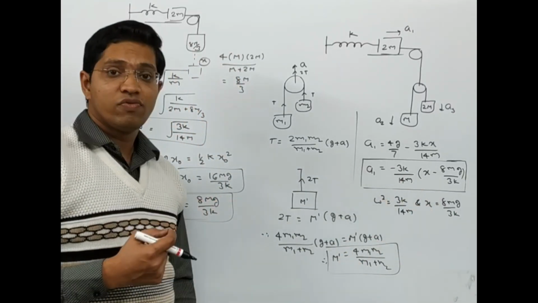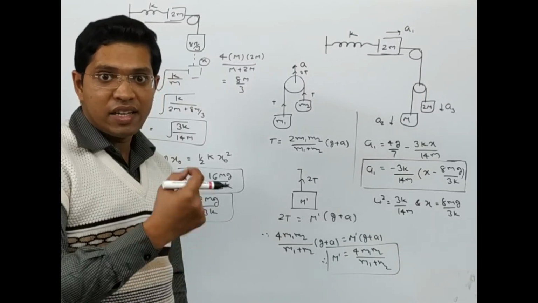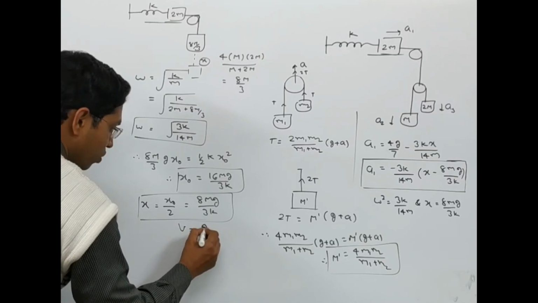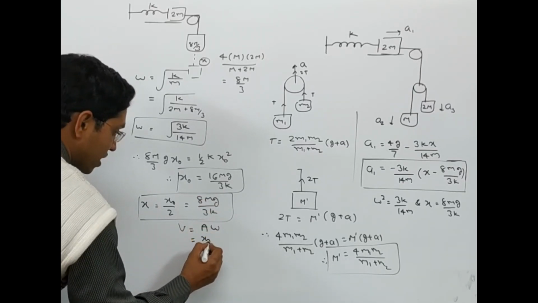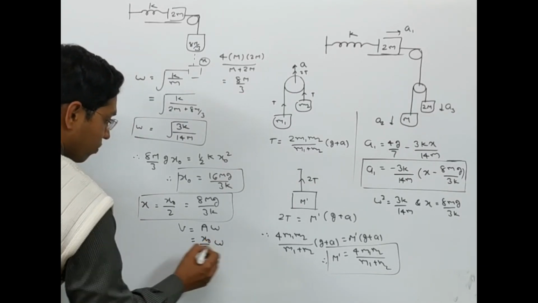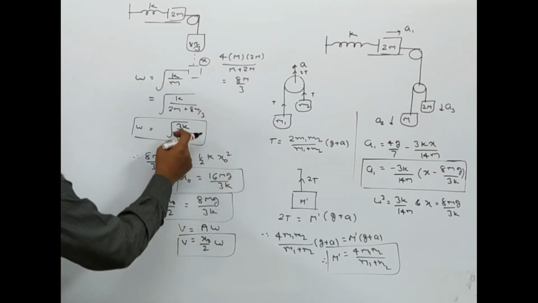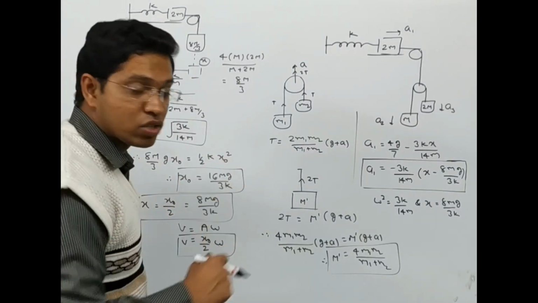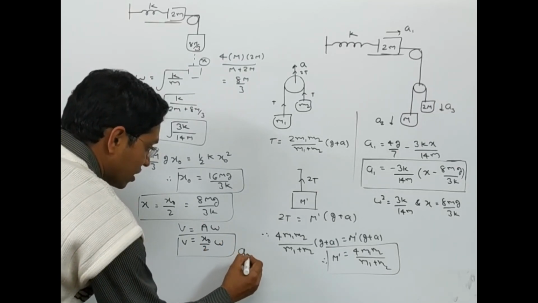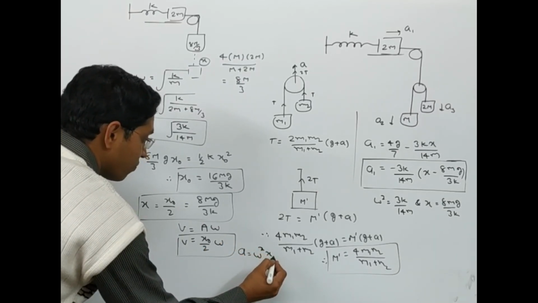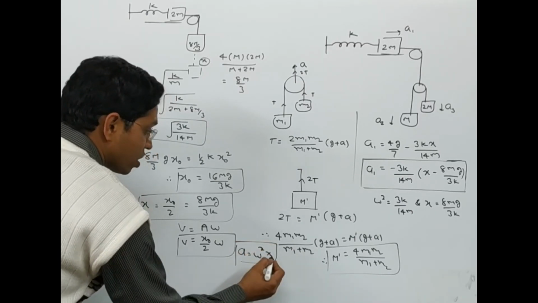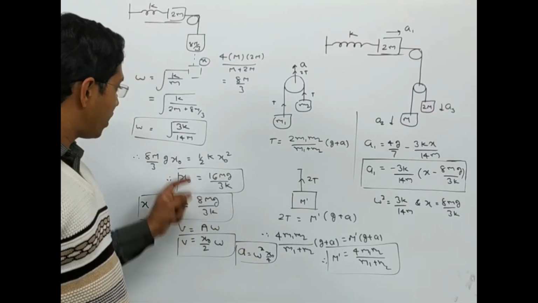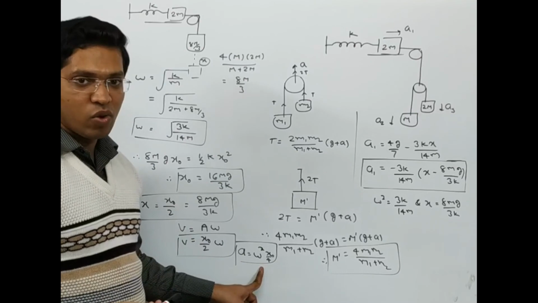Now they were asking us to find the velocity when x equals x naught by 2. Considering it to be SHM, we know that v is equal to a omega. The amplitude, as I said, is x naught by 2, and you have omega, so you can get the velocity v. Similarly, they asked you to find the acceleration at x naught by 4. Acceleration is omega square x, so you just substitute x naught by 4, that is omega square x naught by 4, and you'll get the required result.